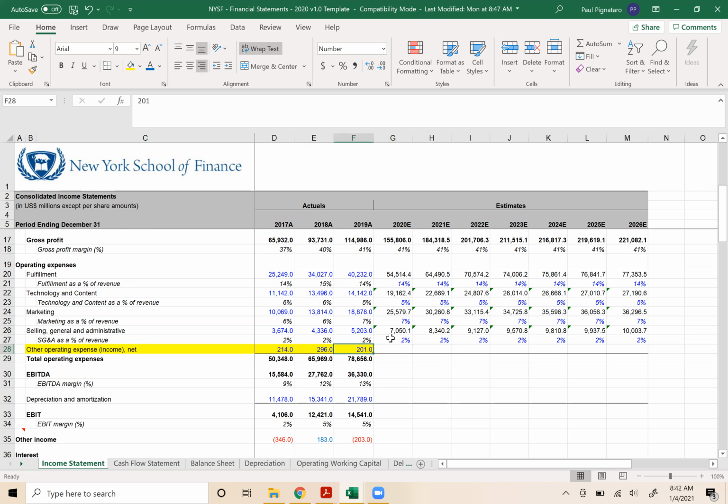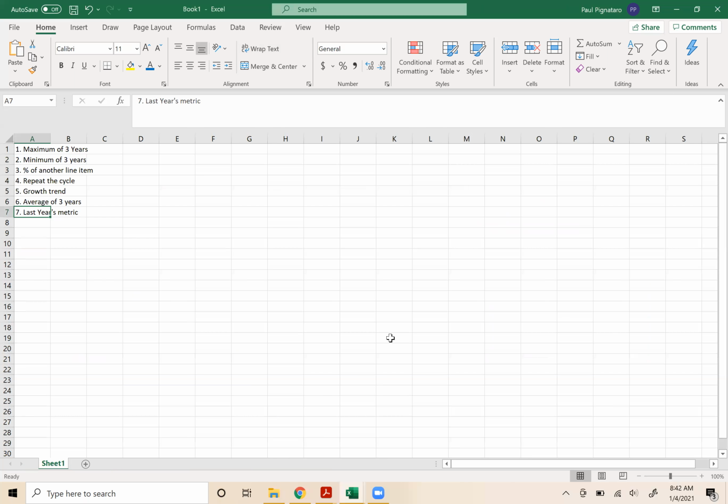And again, one side comment is it's always very important to research what this line item is. They might talk about why it dropped last year, or they might not really talk too much about it. So first of all, knowing these are the 7 most likely possible scenarios, you can, right off the bat, eliminate some that don't make sense for this line item. For example, taking the minimum, I'm going to cross out.